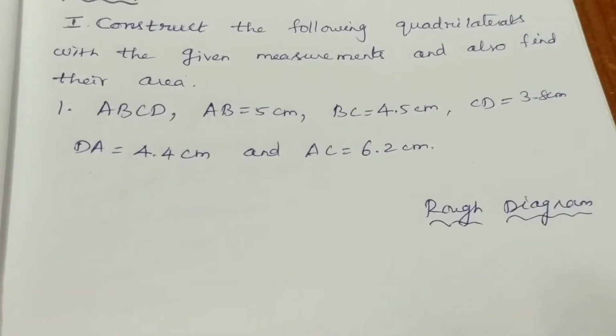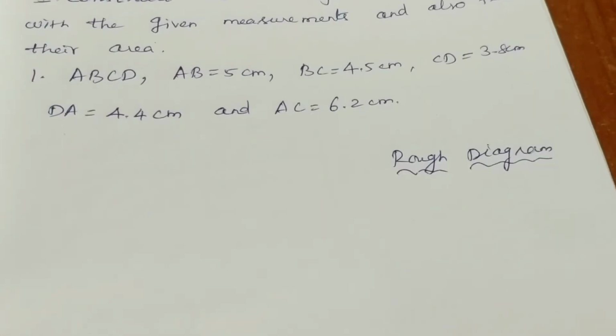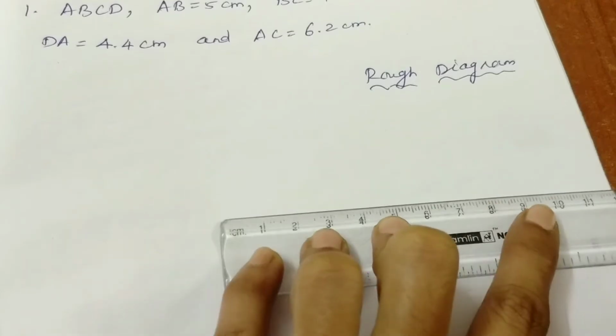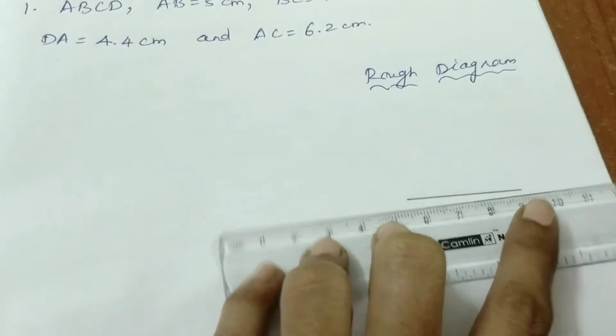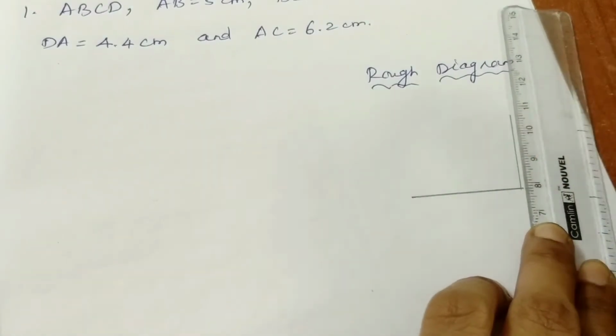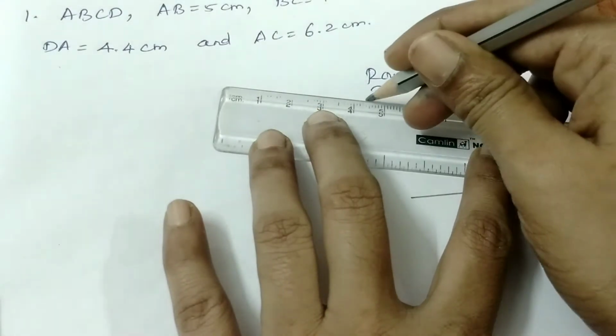What do you mean by a quadrilateral? A quadrilateral is a four-sided closed figure. That is our irregular shape. So now we are going to draw one quadrilateral. Quadrilateral means a four-sided, closed irregular shape. So you can draw it like this.